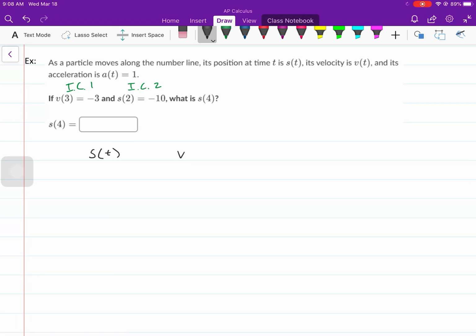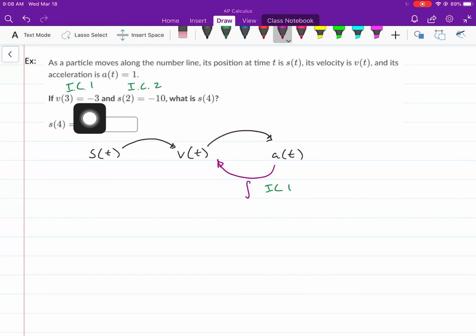It's just simple. You have your position, you have your velocity, and you have your acceleration. In order to go from position to velocity, you have to take the derivative, and from velocity to acceleration, you take the derivative. Well, here we're going to start with acceleration, so we've got to do the antiderivative to go backwards, and that's where we'll use initial condition 1. That's because they're giving us velocity is negative 3.